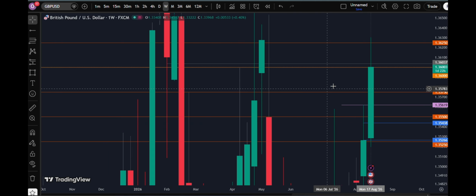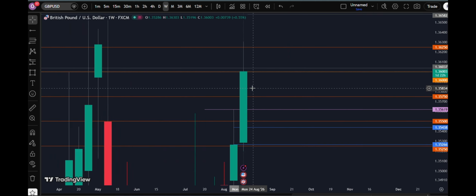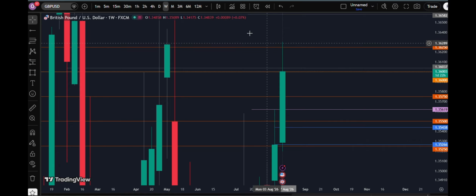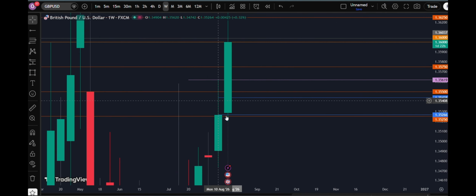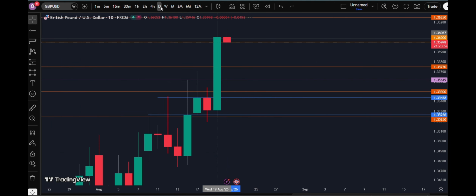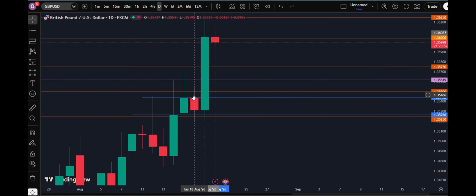Analyzing GBPUSD for 19th August. So looking at this weekly chart, you can see that today on the 19th, they were able to break out of this weekly high. So this was the result of today.